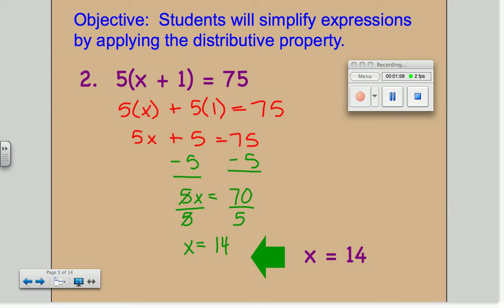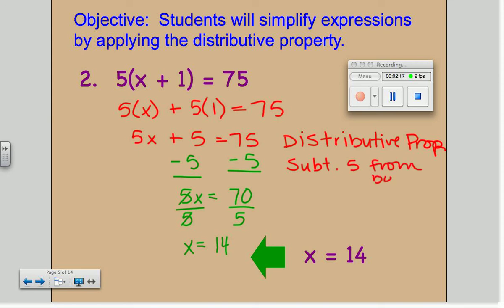This is what I want you to do now. I want you to go next to each one of these and write what we did. So here, we did distributive property. Here, we subtracted 5 from both sides. Here, we divided both sides. And simplified.